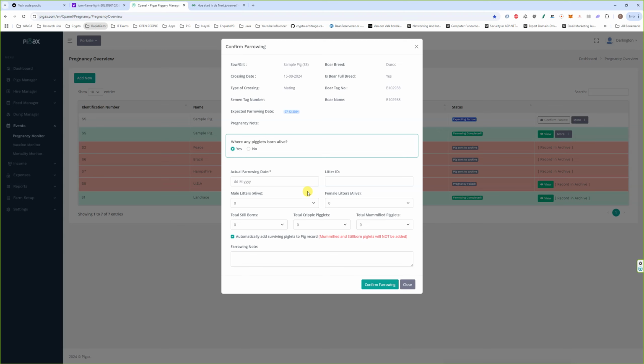So what this form does is that the moment you fill in this information, maybe say you put 2 and 3 and you click on submit, no matter the number of pigs you put in here, it's going to appear on your dashboard as new piglets. And those piglets have their own unique ID. This system does that. Pigax does that for the farmer.